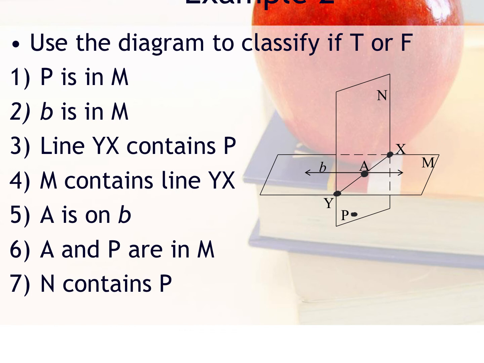So let's go ahead and answer the questions. P is in M. So is point P in plane M? No, it's not. Good. This one is false. Because if we outline plane M, maybe in blue, plane M is here, and point P is down here. It's not in plane M. B, and this is a lowercase letter, it's naming that line here. B is in M. And we just outlined it, so this one is true.